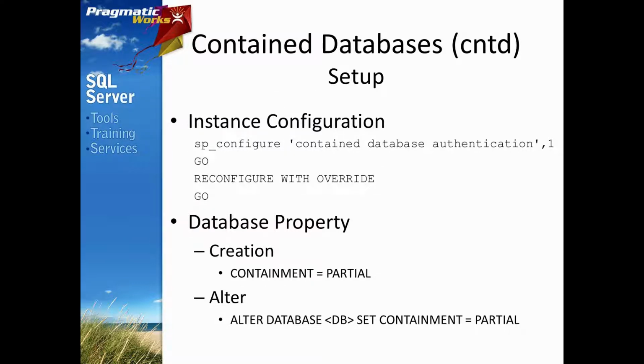There's two configuration properties. The default was none, like I mentioned, but there's also a server-wide instance setting that has to be set to allow contained databases. You'll see this in the demo, but it's contained database authentication. And then there's also a database property. If you just issue a create database, the default would be containment equal none. If you want to create a contained database, you would have to put in the clause containment equal partial. If you had an existing database you wanted to convert to a contained database, you would alter database, set containment equal to partial also.